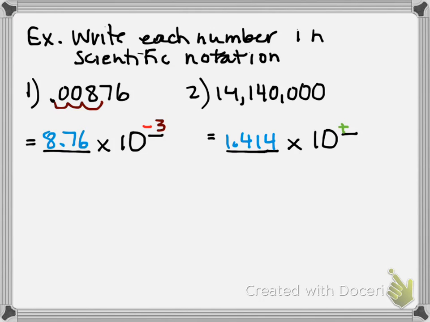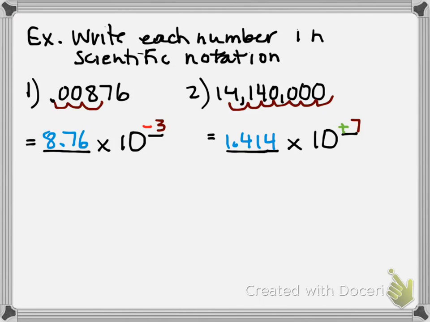Okay, now my job is to figure out how far I moved it. So 1, 2, 3, 4, 5, 6, 7. So I moved it 7 places. So my answer is 1.414 times 10 to the positive 7th power. Now again, in your homework you don't need to write the plus sign. You only need to write a negative sign. Okay? All right. You guys feel pretty good, or you need another example?